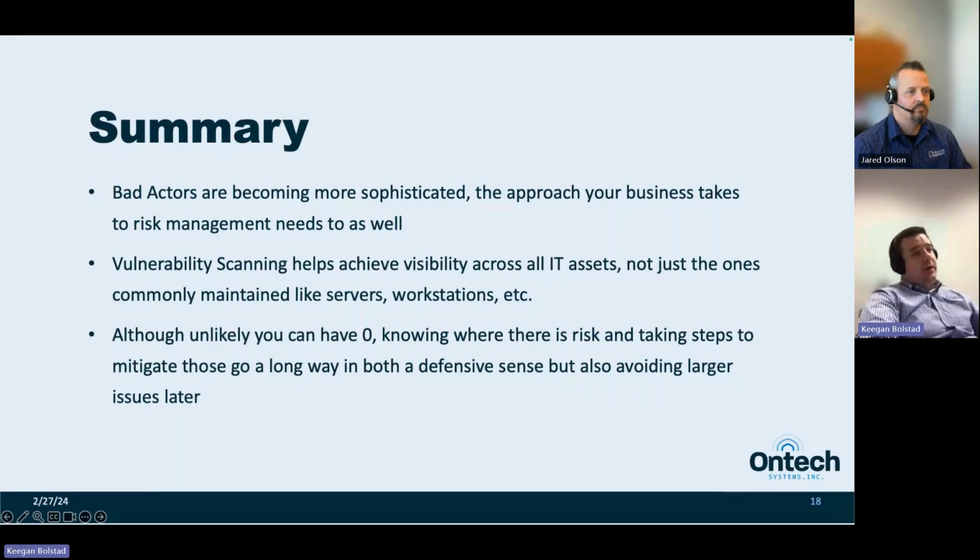Again, bad actors are becoming more sophisticated. The approach that your business takes to risk management needs to as well. Vulnerability scanning helps achieve visibility across all IT assets, not just the ones that are commonly maintained like servers and workstations. Although you're probably never going to have zero, knowing where there's risk and then taking steps to mitigate those along the way, in both a defensive sense, but also avoiding larger issues later. At the end of the day, that's what we're attempting to do, is we want to prevent something that could have been minor from becoming something major.